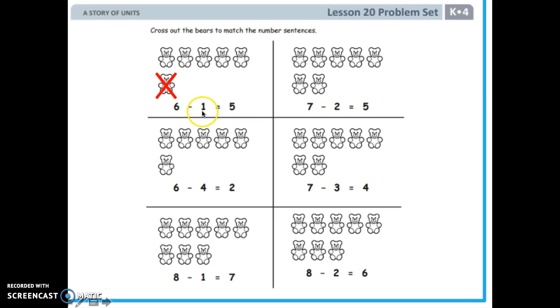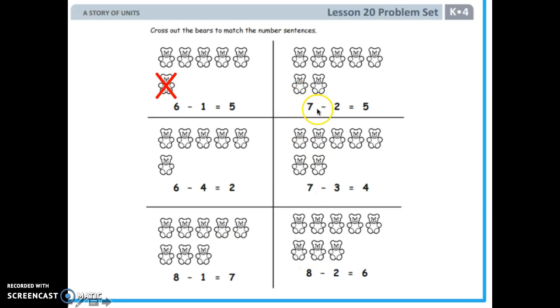minus 1 equals 5. Let's double check. 1, 2, 3, 4, 5. So that matches. 6 altogether minus 1 equals 5. You're going to continue to do these all by yourself.